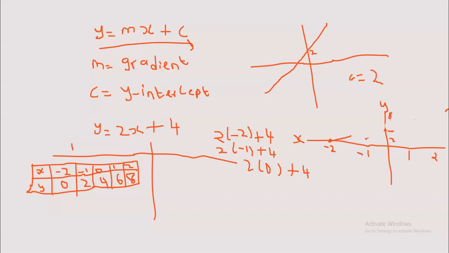Okay, let me just put those values back. So remember, we had 6, and then we had 4 there. So the point will be there. So my graph will cut 4 there, and it will just continue like that. So it must cut at C. That will be the y-intercept. So that will be another way to draw the graph.